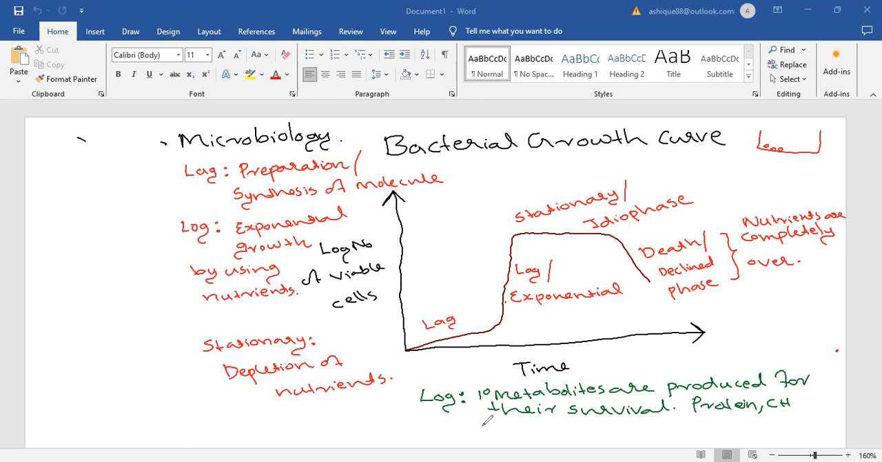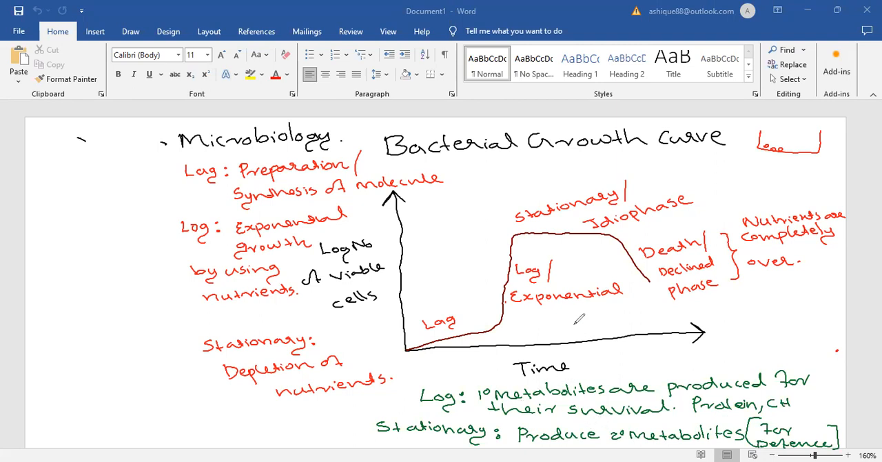The secondary metabolites, when a plant or a microbe is producing them, are most probably produced during the stationary phase. The secondary metabolites will be produced during which phase? During stationary phase only. In the case of microbes, certain chemicals may be for their defense. This secondary metabolite may be for their defense.